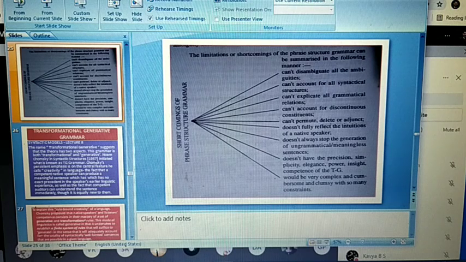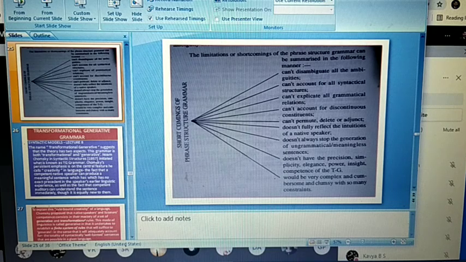Similarly, phrase structure grammar doesn't always stop the generation of ungrammatical, meaningless sentences. Okay, sometimes remember there are ungrammatical and meaningless sentences, and such a problem cannot be just resolved by phrase structure grammar. And now another one, phrase structure grammar doesn't have precision, simplicity, elegance, power, insight, and the competence of TG grammar. So it is said that phrase structure grammar is not as competent as transformational generative grammar. Okay, and after this we are going to learn transformational generative grammar.